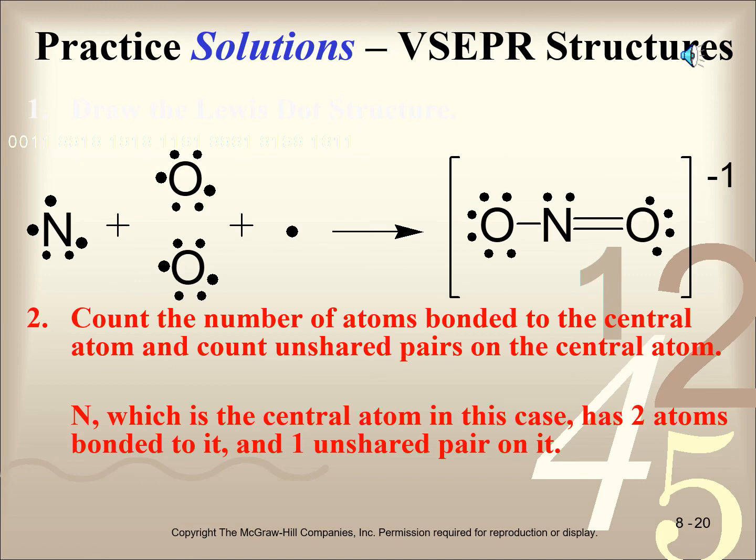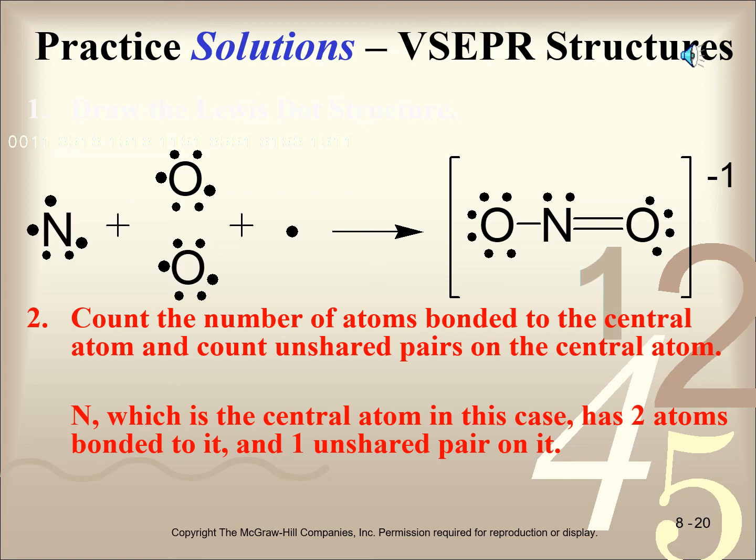Okay, you've drawn your Lewis structure, and as long as you're drawing the Lewis structure for an ion, let me point out what they did. Whenever you draw the Lewis structure for an ion, you have to place that Lewis structure in square brackets and write the charge as a superscript out to the upper right-hand side.